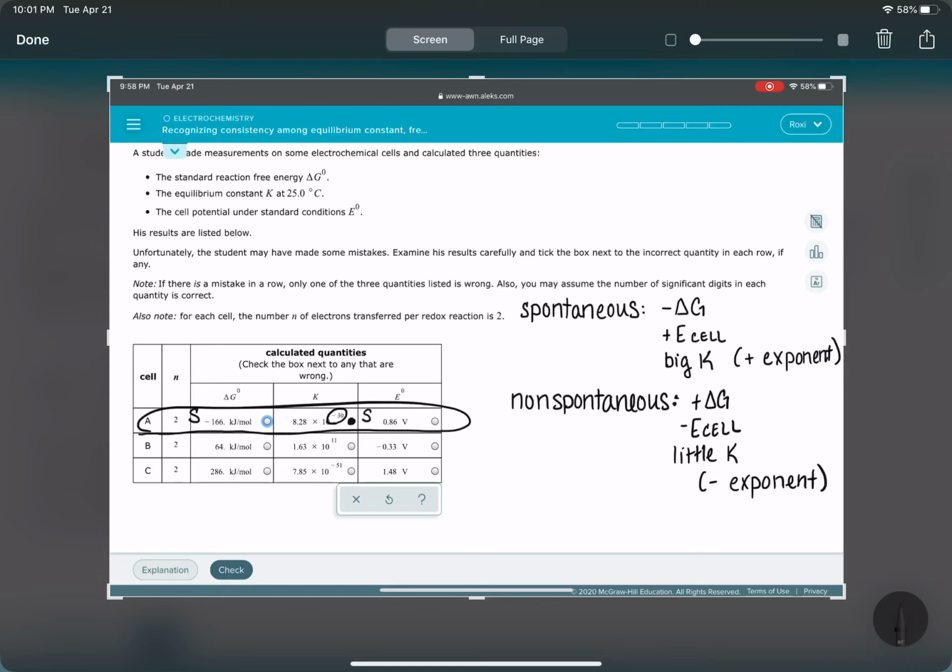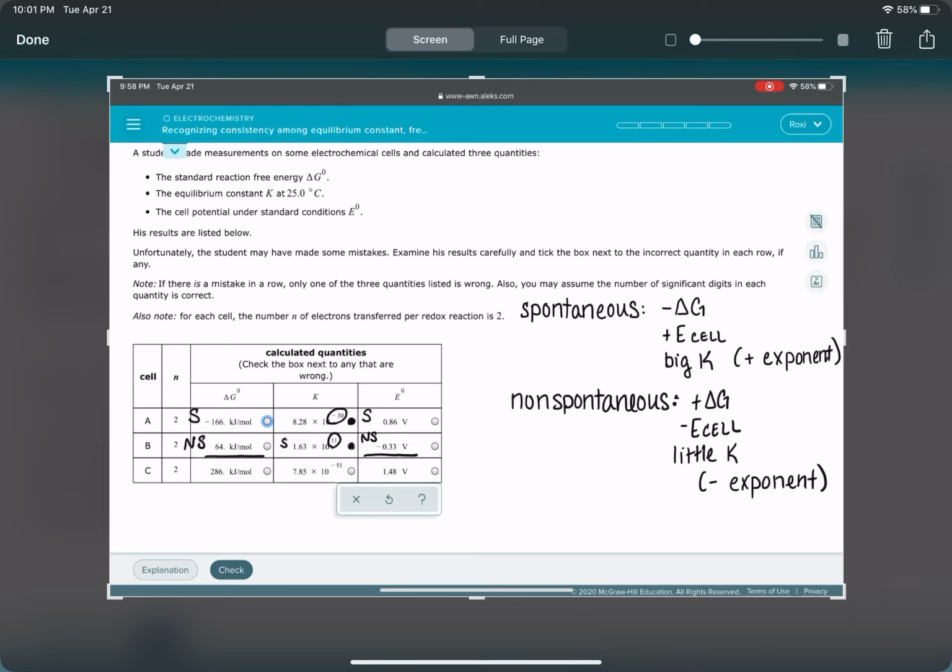Let's look at the next one, at data B. So for B, our value of G is positive, so it's non-spontaneous. And our value of E is negative, so it's also non-spontaneous. Our K has a positive exponent, which is spontaneous, so that is inconsistent with the other two.